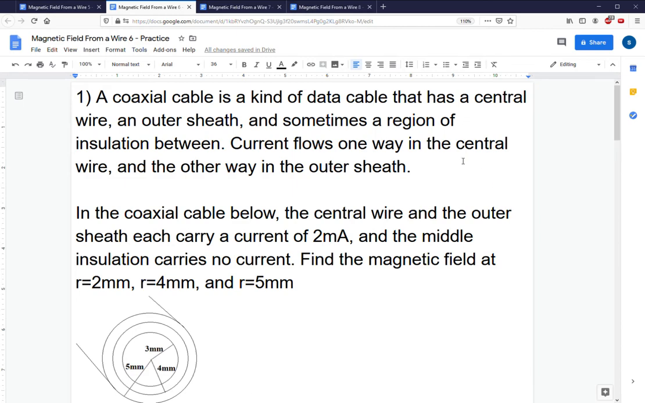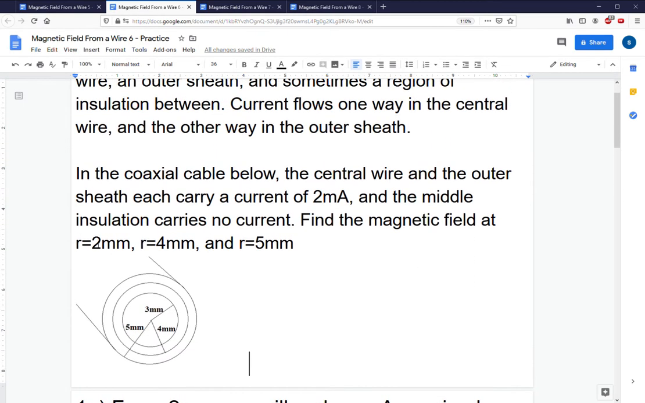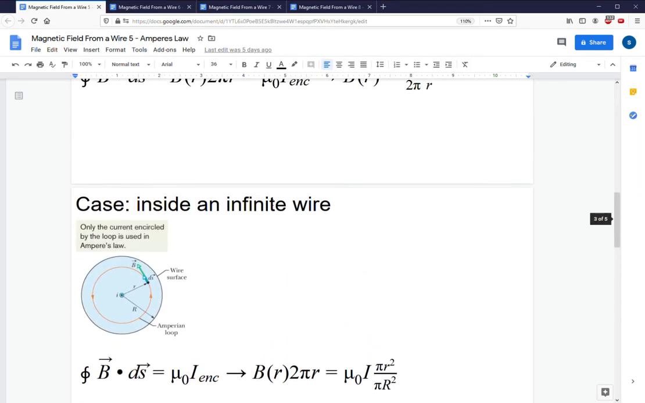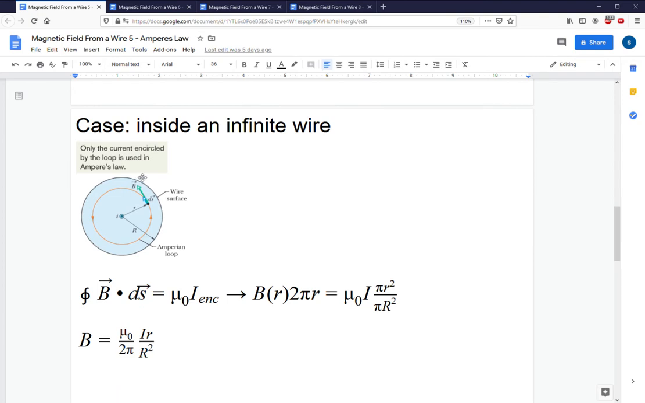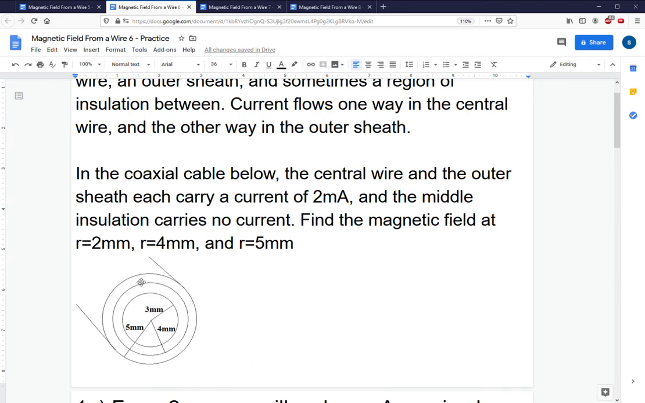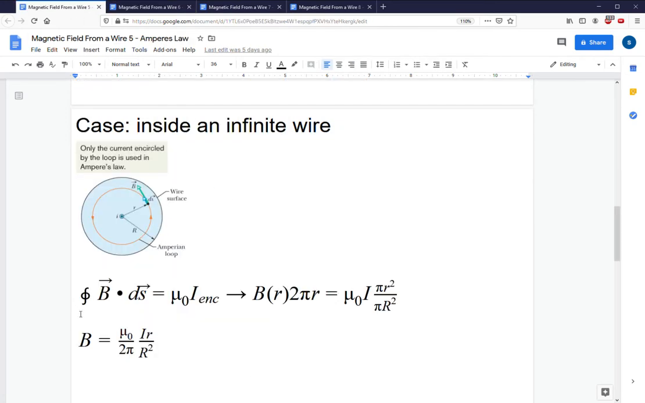So we want to find the magnetic field at 3 different distances, so we will need to solve this problem 3 different times. The first time, we want the magnetic field at 2 millimeters. Now consider the inner wire has a radius of 3 millimeters. So for this, we are looking at the situation where we want the magnetic field inside an infinite wire. Because of that, we are also completely ignoring the outer sheath entirely, because that outer sheath is outside of our Amperian loop. So we can go ahead and use this formula right here.